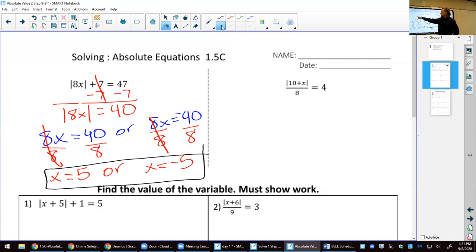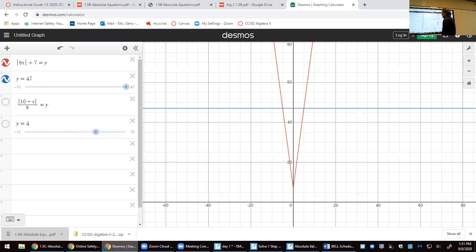We can check that. 8 times 5 is 40. 40 plus 7 is 47. That's good. Negative 5: 8 times negative 5 is negative 40, but the absolute value of negative 40 is positive 40. Plus 7 is still 47. So it works. You can also see as we start adding more sets of equations, it makes our graph look a little bit fancier.